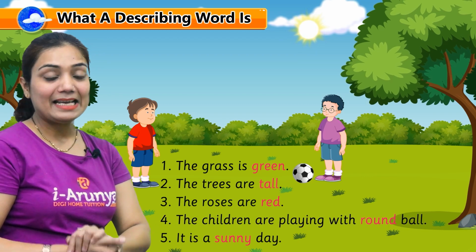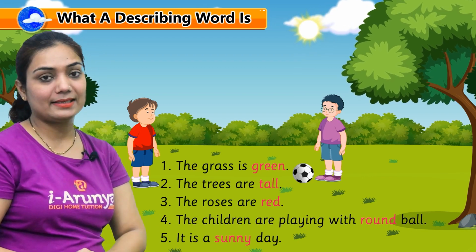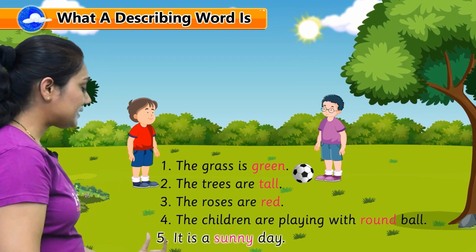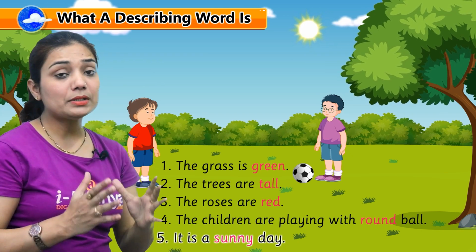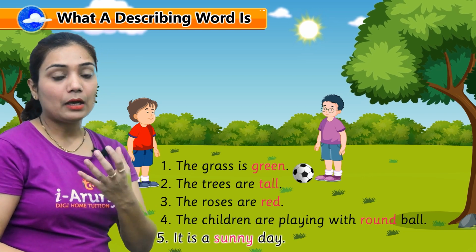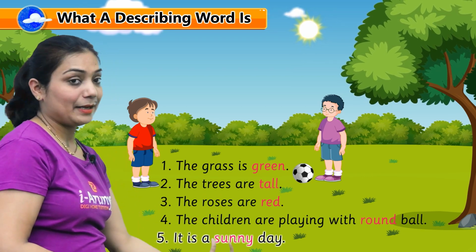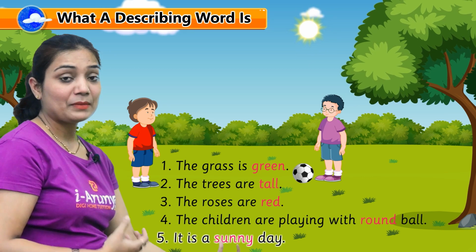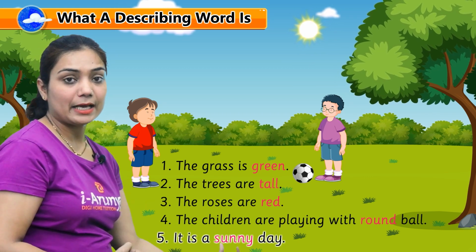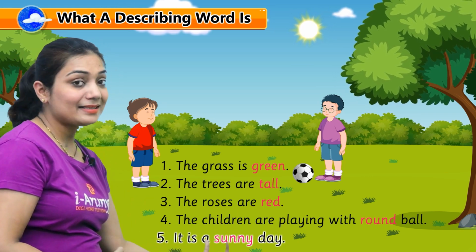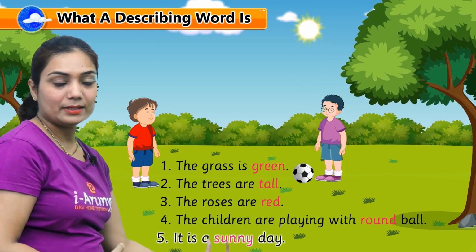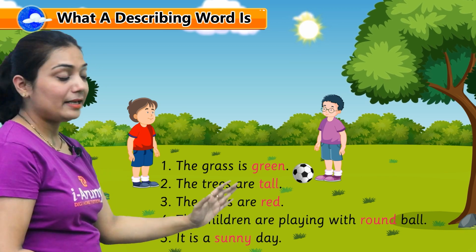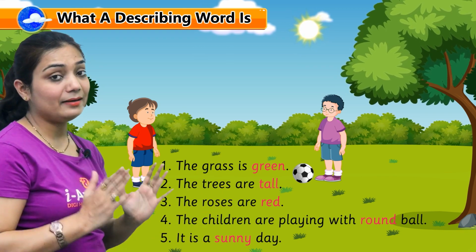All right? Let's see the next and the last example. It is a sunny day. In this example, it shows the quality of the day. The quality of the day is sunny. Day ki quality kaisi hai? Sunny hai, means bright hai. So here, sunny is a describing word. Yahan pe sunny kya hai? Describing word hai. All right, so these all highlighted words are describing words.